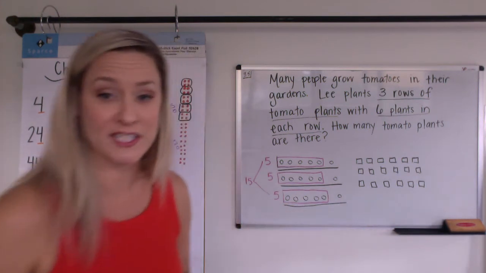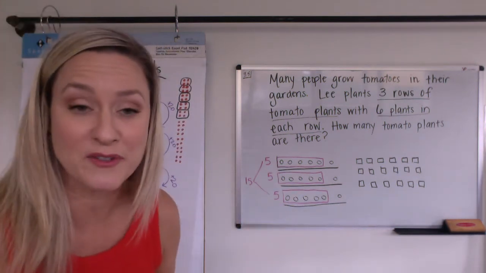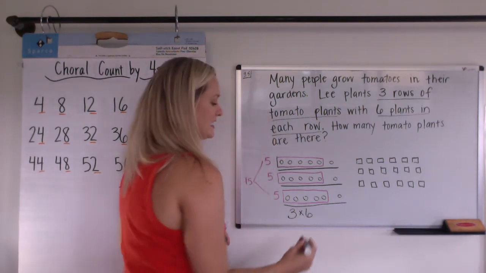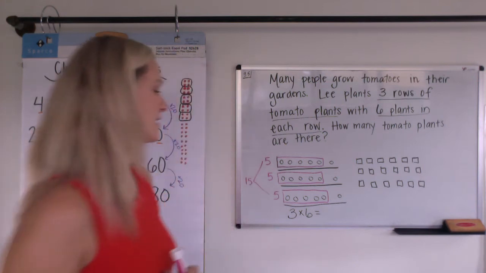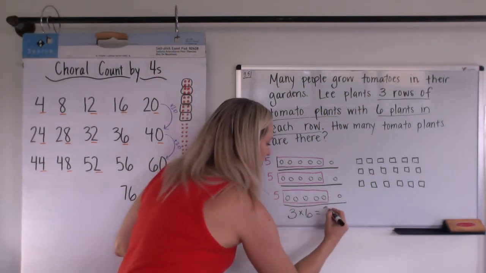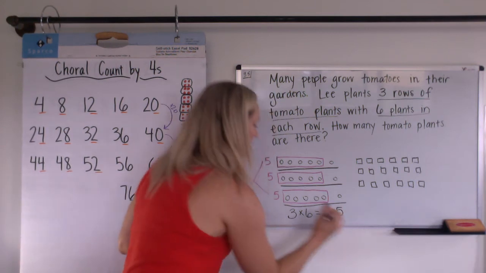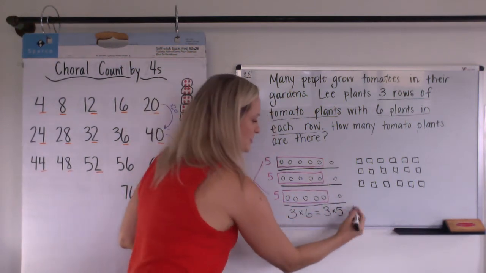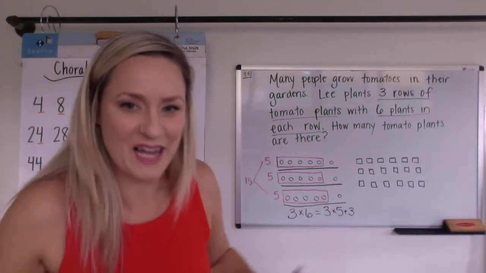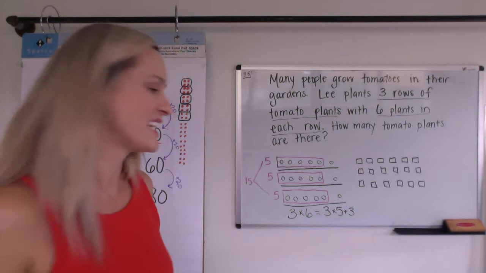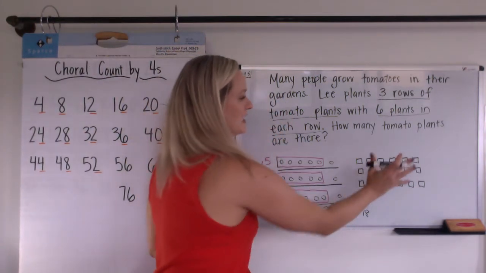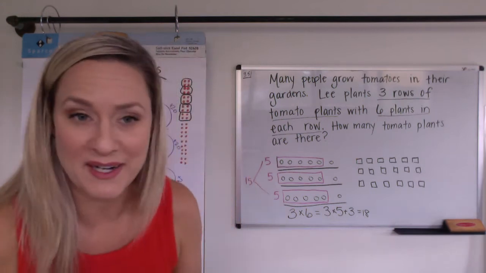So maybe you've just connected the idea to 3 groups of 6. 3 groups of 6 is the same as 3 groups of 5 plus those 3 that didn't make it in. So maybe you're like, oh, I could do that. 5, 10, 15, 16, 17, 18. So this would equal 18, right? All of these. This is 18 and this is 18. Maybe you thought about it like that.